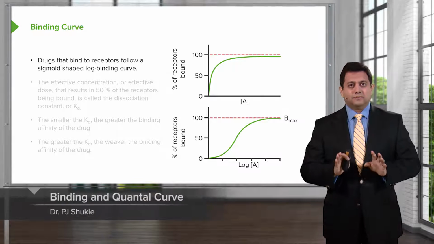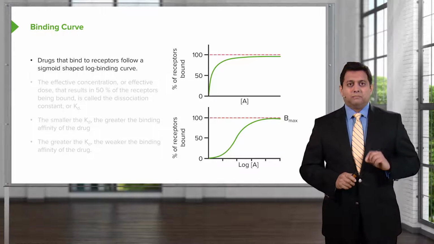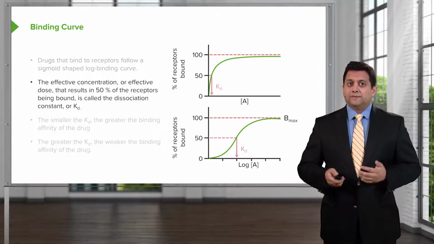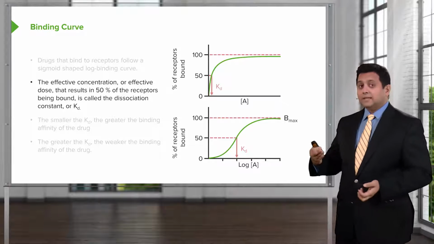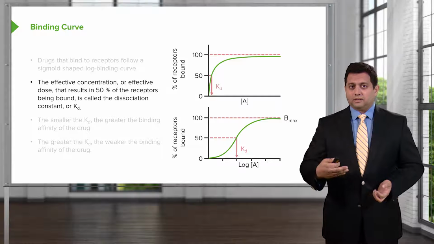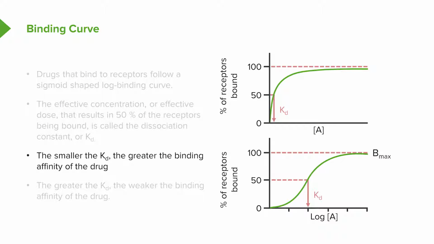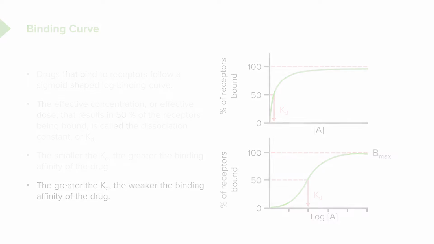A binding curve is very similar. It's slightly different but similar. So drugs that bind to receptors follow a sigmoid-shaped log binding curve. The effective concentration or effective dose that results in 50% of the receptors being bound is called the dissociation constant, or KD. The smaller the KD, the greater the binding affinity of the drug, and the greater the KD, the weaker the binding affinity of that particular drug.